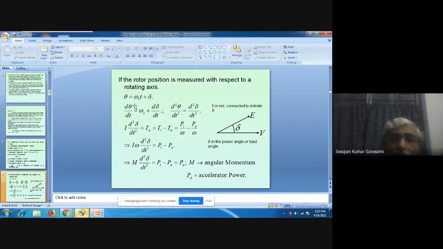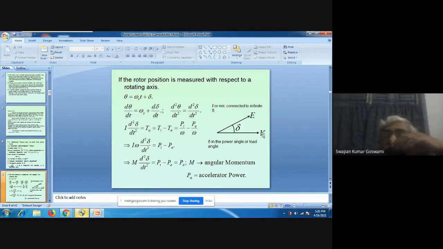So we can measure the rotor position theta with respect to a stationary axis. How can we write it? It is omega st plus delta with respect to the stationary axis. Obviously, theta is changing, but again, if we measure theta with respect to a moving axis, what is the moving axis? Say it is the terminal voltage, the infinite bus voltage. The infinite bus voltage has an angular speed of omega s.